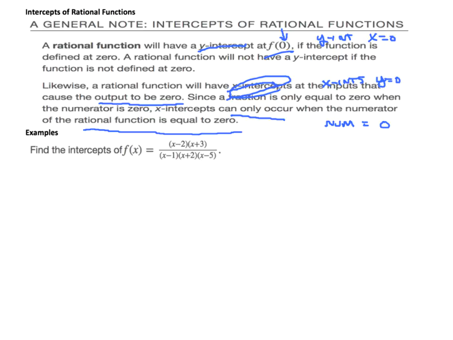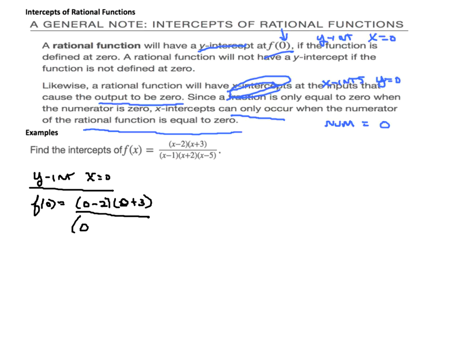So let's go ahead and find the intercepts here. We'll do the easiest one first, and that's the y-intercept. So for the y-intercept, this is when x is 0. So we do f of 0 here. So 0 minus 2 times 0 plus 3 over 0 minus 1. Sorry, my writing's really bad.